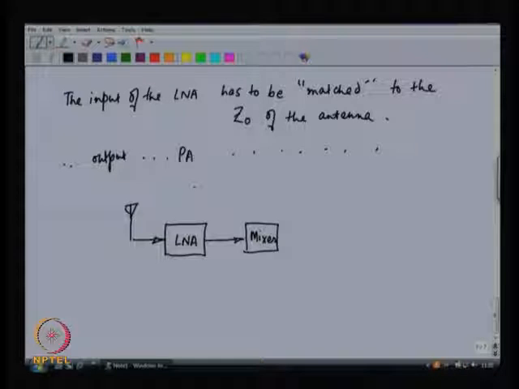What has to be done between the mixer and the low noise amplifier? First of all, this handing over is going to happen through a transmission line, through a wire. A wire is a waveguide, transmission line. Okay. What needs to happen is that the output impedance of the low noise amplifier has to be equal to the characteristic impedance of this wire, and that in turn has to be equal to the input impedance of the mixer.